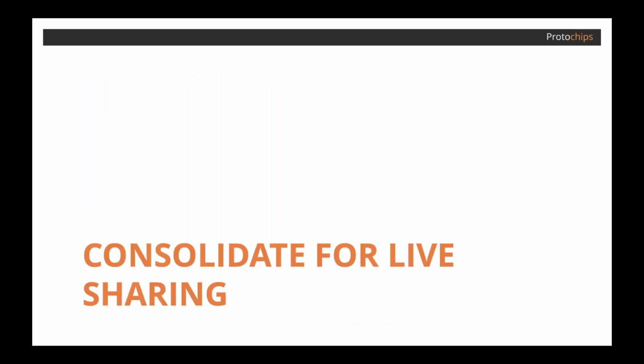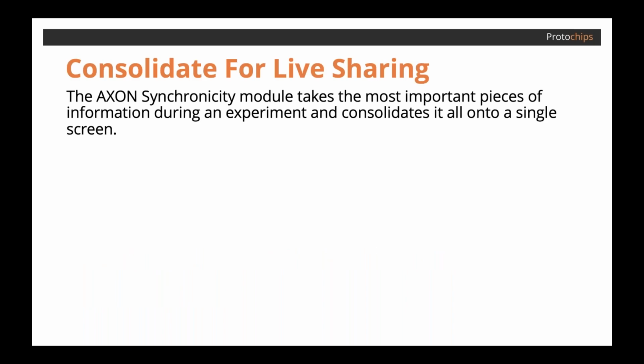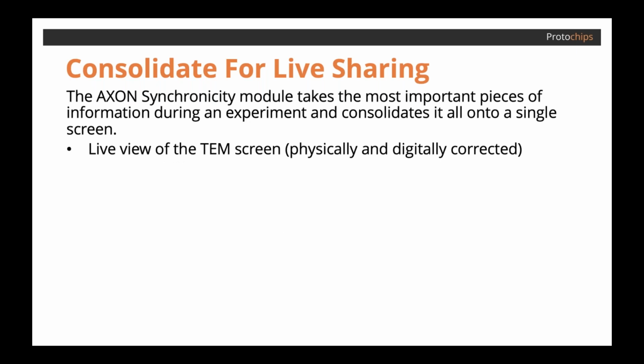So now that you're connected, the next step would be to try and consolidate all the important information for the audience. The AXON synchronicity module takes the most important pieces of the experiment and consolidates it into a single screen. So the software shows a live view of data where the images, again, have already been physically and digitally corrected for any drift or movement. You can see all the TEM parameters and the in situ parameters if you have them, again, giving your audience a full understanding of the conditions at any point in time in the experiment.